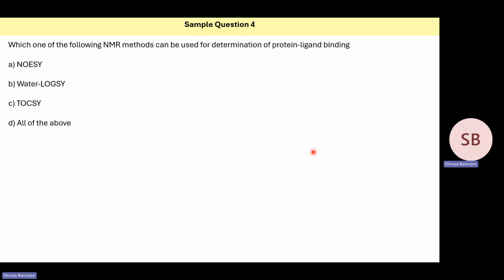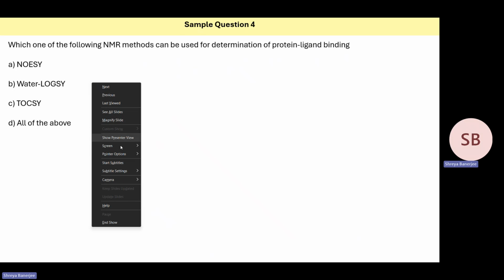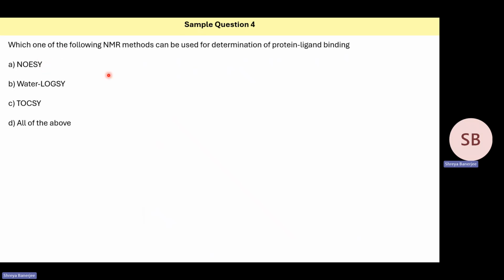Then you have a question. Which of the following NMR methods can be used for determination of protein-ligand binding? So we know that TOCSY is just a general 2D NMR method which is used to identify a spin system. It has nothing to do with binding. NOESY basically tells you the distance between residues which are close together in space. So NOESY will again tell you about the structure of a molecule, but it will not tell you about the binding. So the correct answer is B, that is WaterLOGSY.